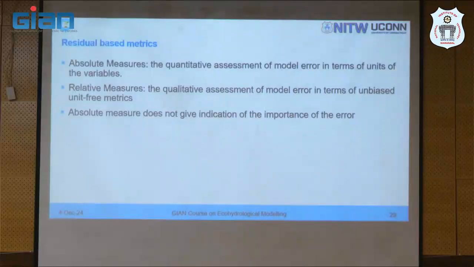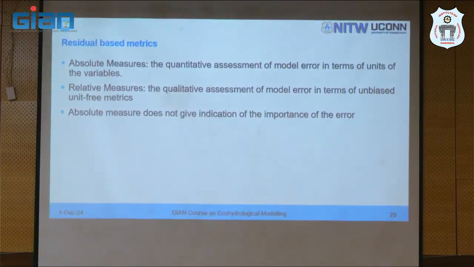All of them are residual based metrics. These metrics are divided into absolute metrics, which are a quantitative assessment of model error in terms of the units of the variables. If it is stream flow, it is cubic meters per second. If it is evaporation, probably in terms of depth, millimeters. If it is soil moisture, again in terms of depth. Relative measures are unitless.